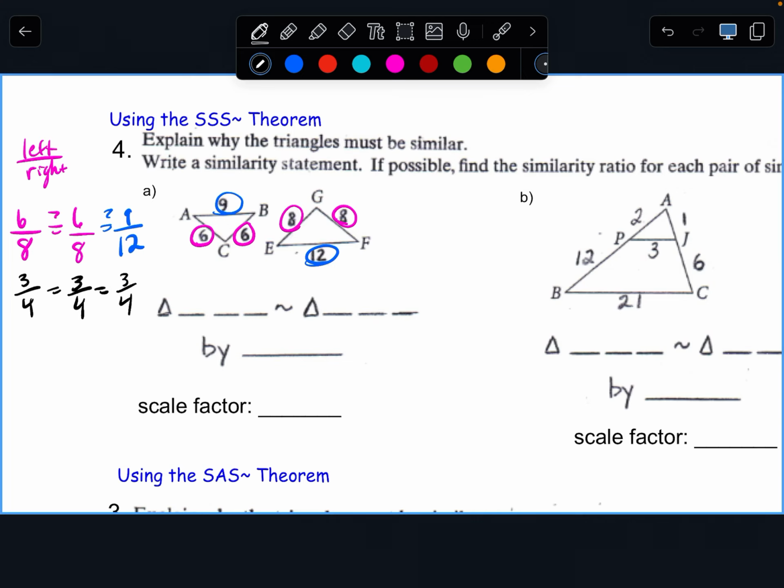Okay, so 3/4. Because we did all the sides, these are similar by side, side, side. The scale factor similarity ratio is 3/4. And because I did the smaller one first, put the smaller one first in the similarity statement. So I'm going to go ABC, so I'm going to go EFG. That's all.